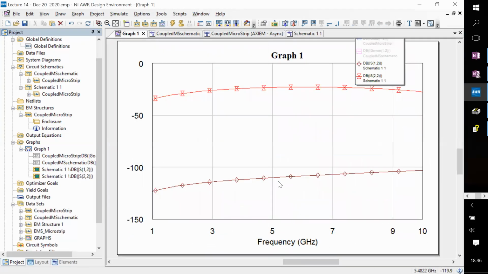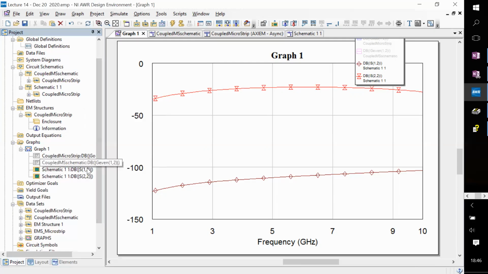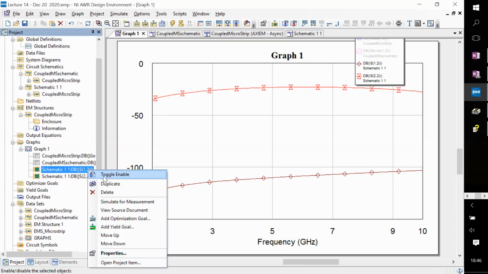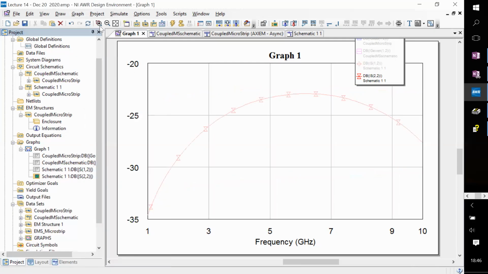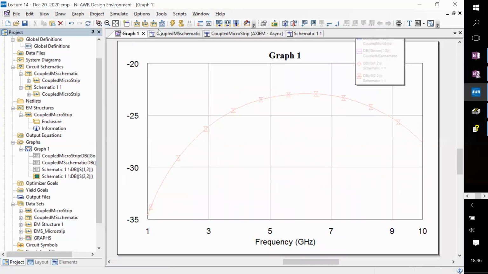Okay. And now you see that S12 is very small, S22 is also small, as showing the matched condition, and nothing is going on here. And I could freeze this, disconnect port 1. Basically, nothing happens.